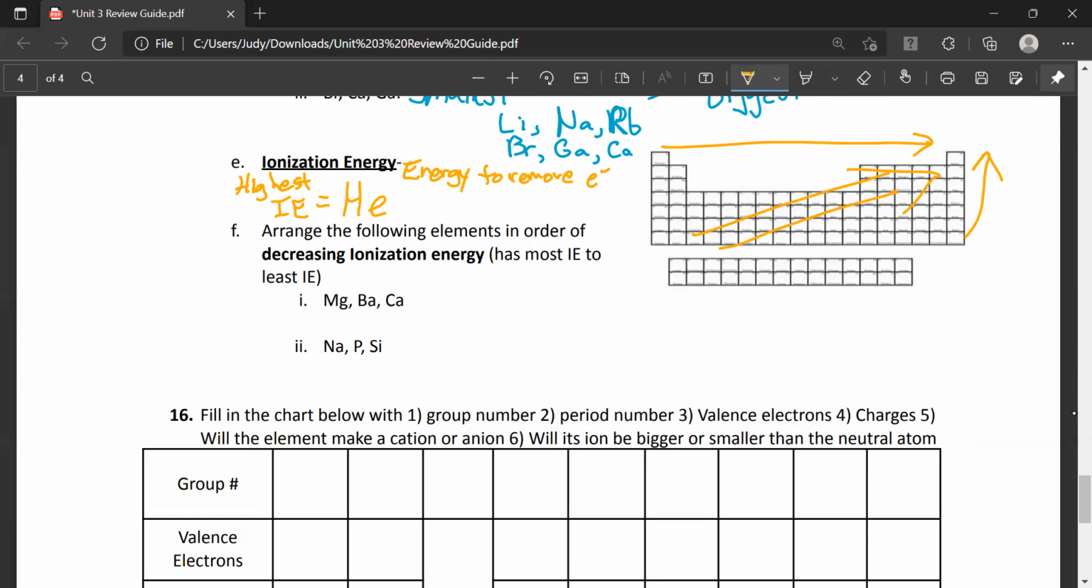So try the question again for this one. And like I said, mark it. If it's decreasing, put the largest on the left and the smallest on the right. Okay, and then start trying the problems.